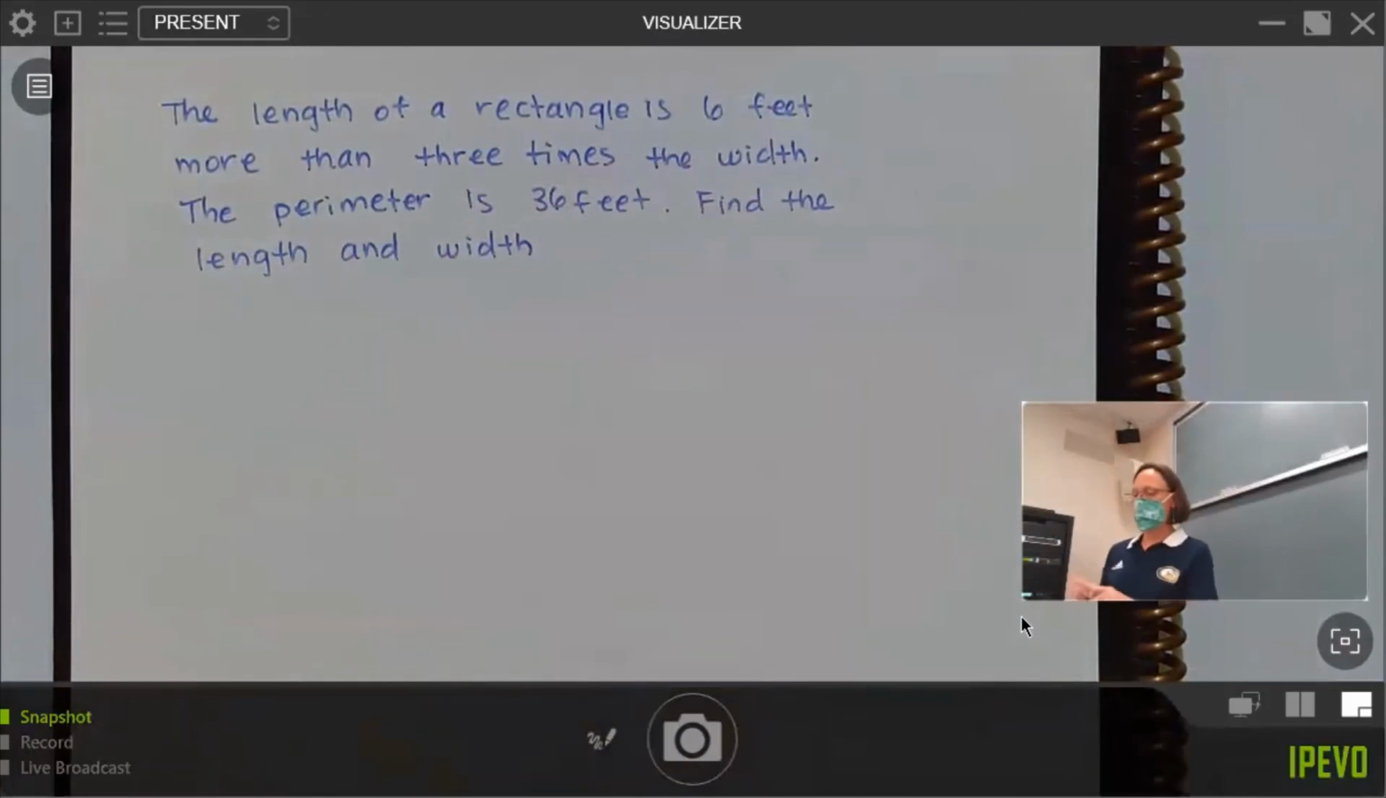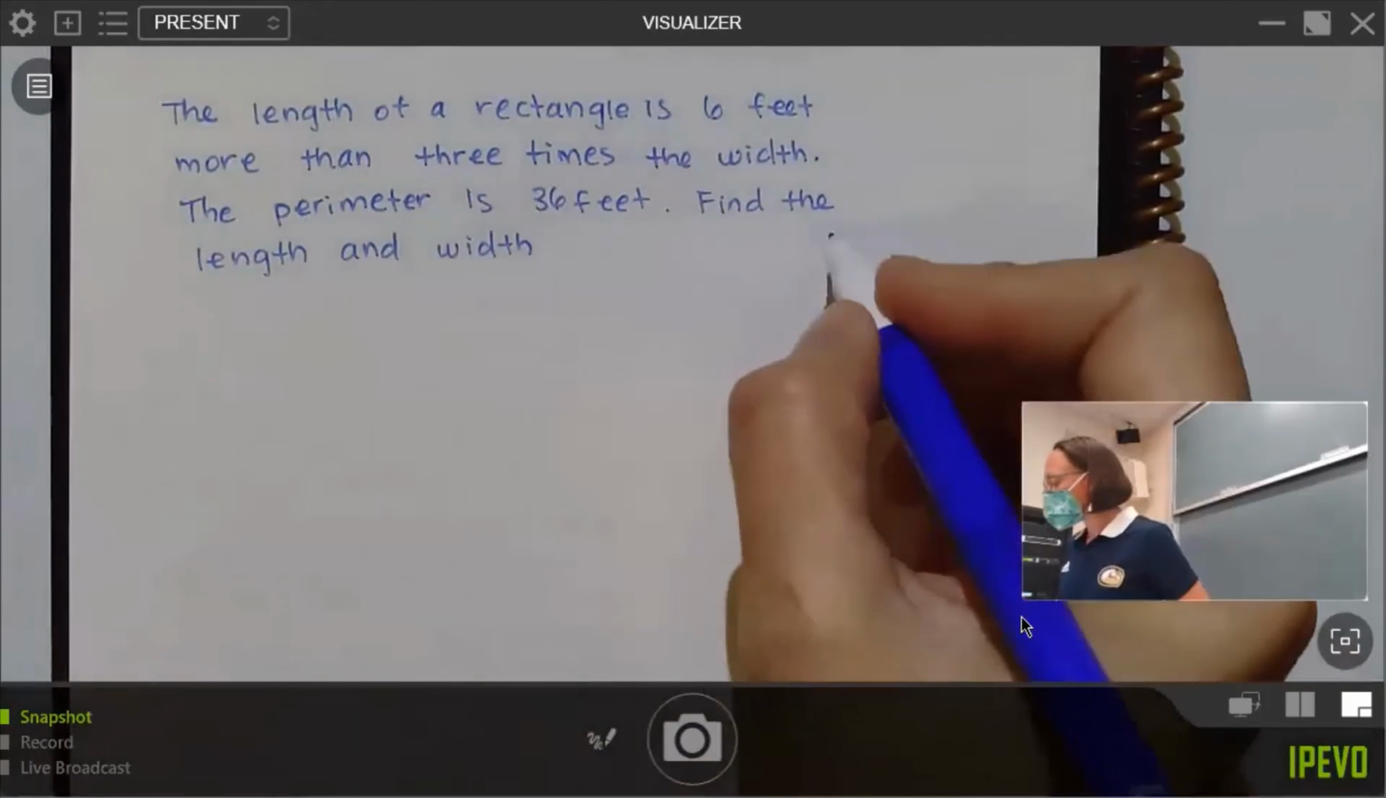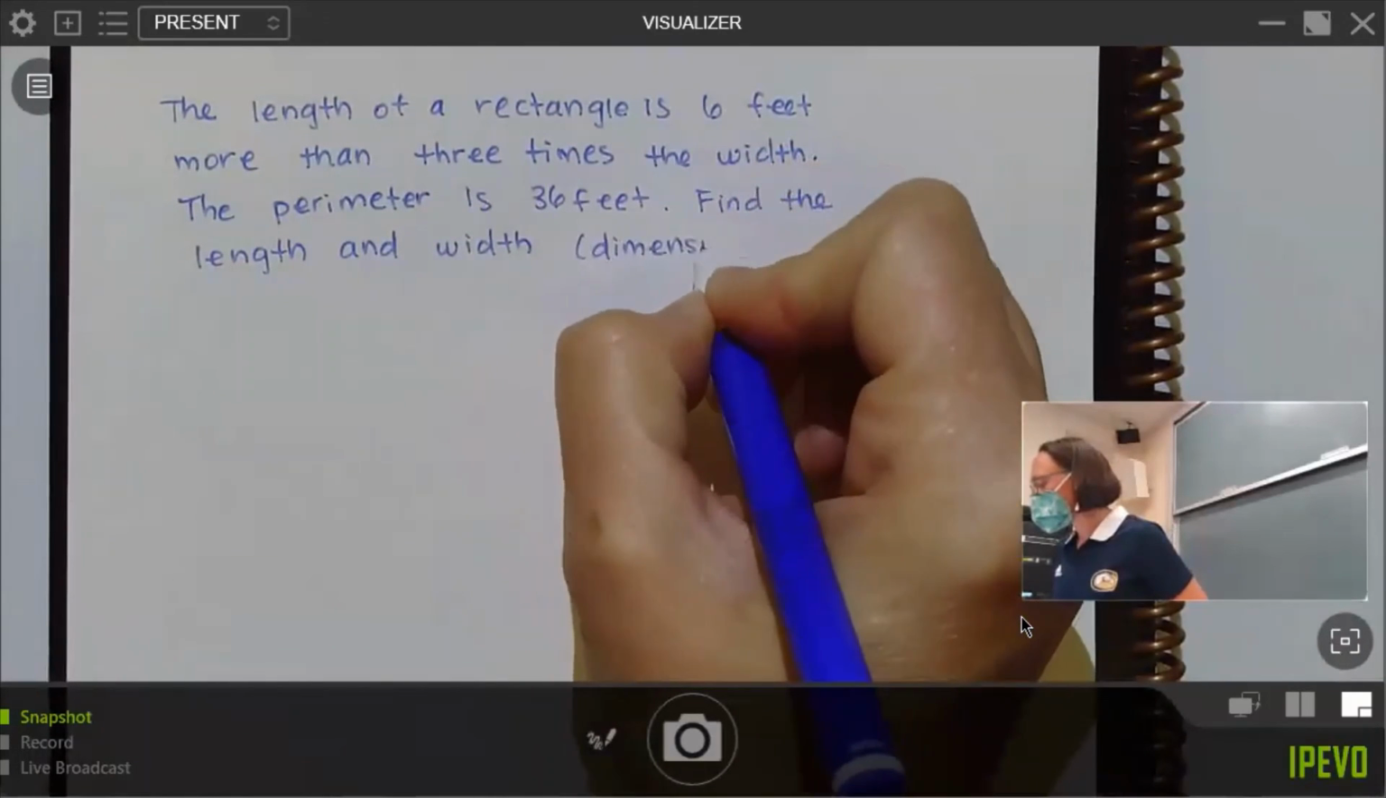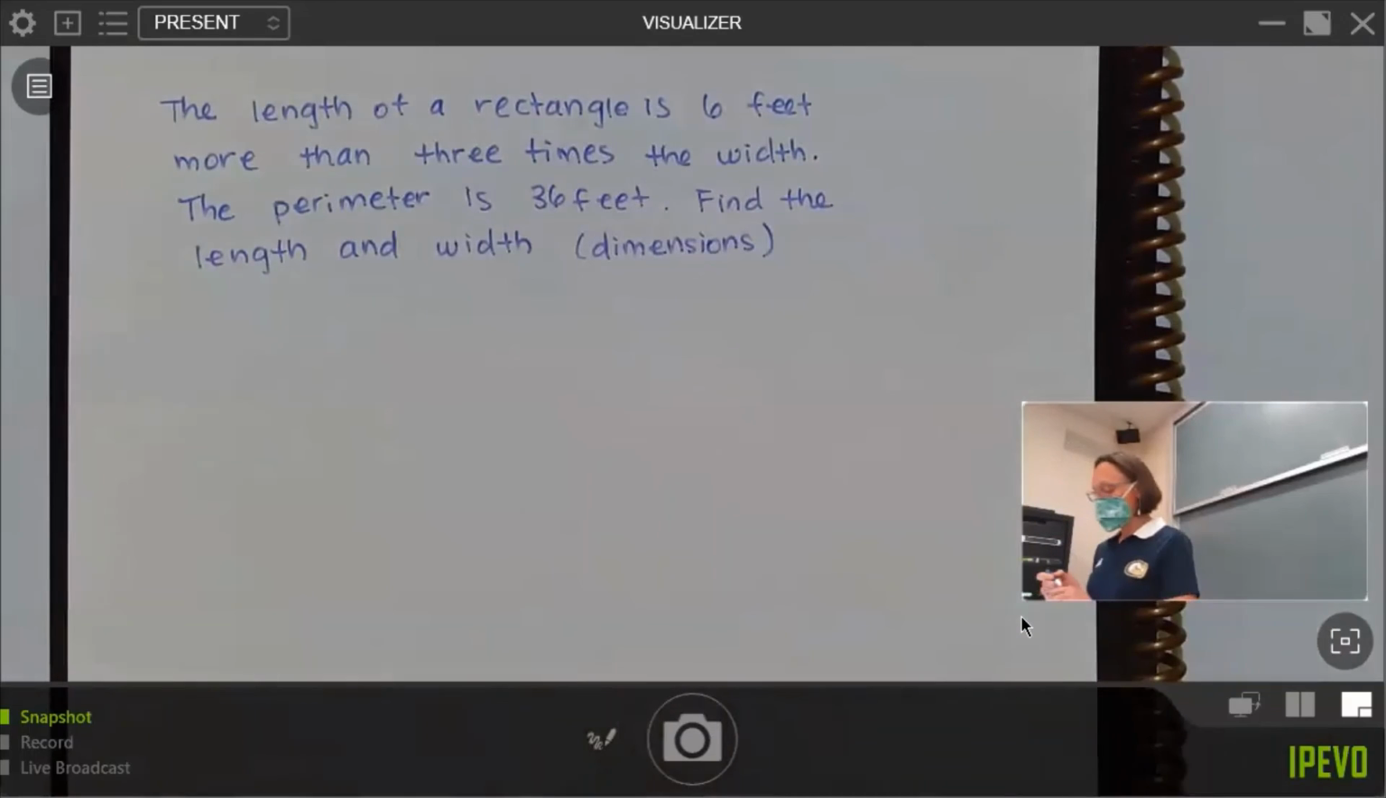By the way, just another phrase that comes up. This happens to say find the length and the width, but this could have also said find the dimensions. And when we talk about the dimensions of a rectangle, we should always report out both the length and the width.